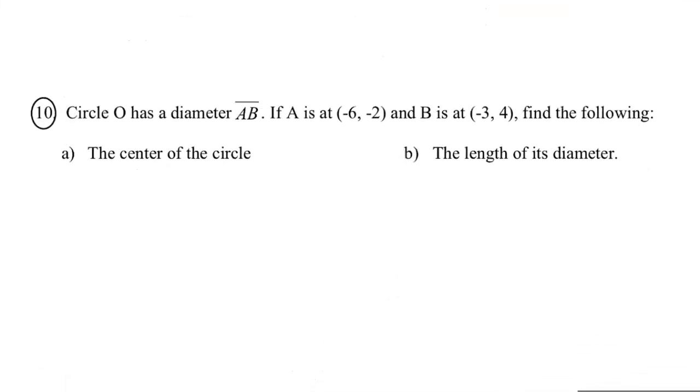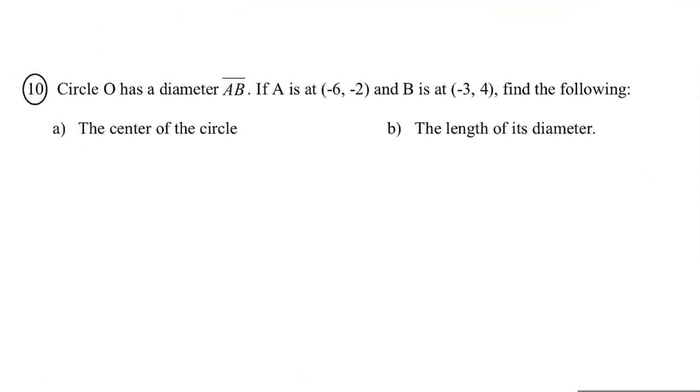And I thought I would just get you started on number 10. Number 10 is to try this, but just to show you a picture, let's draw a picture of our circle that we have here. We have negative 6, negative 2 is an endpoint of the diameter. That's point A. And B is at negative 3, positive 4. So there's B.